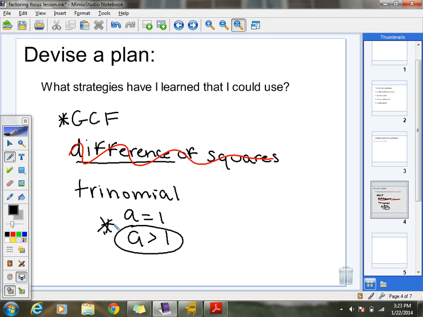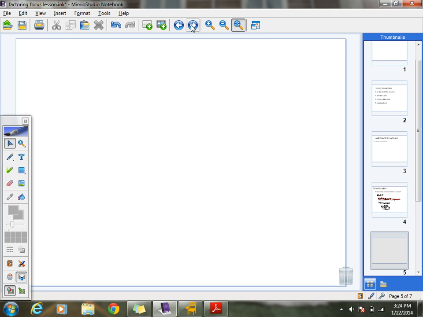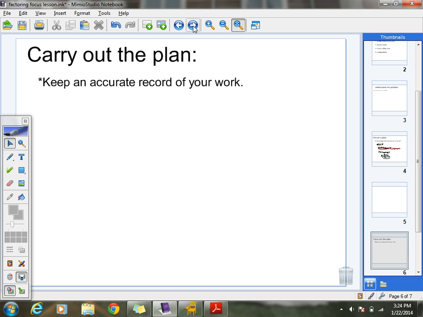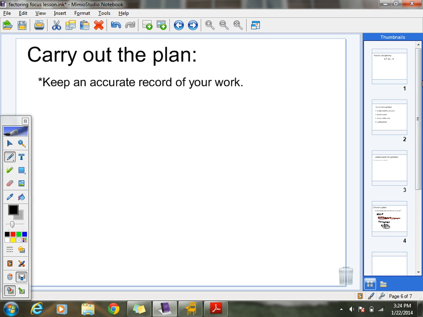Now that I've devised a plan, I know I'm going to use greatest common factor, and I know that I have some value of a. I need to go to step 3 in my problem solving, which is to carry out the plan. And the important part here is that I need to keep an accurate record of my work, which means that I need to show all of my steps as I am solving this problem.